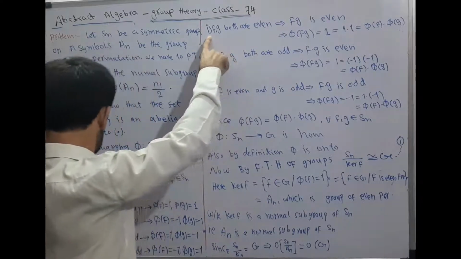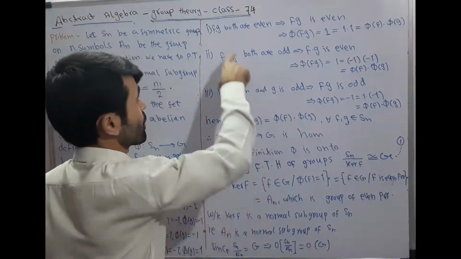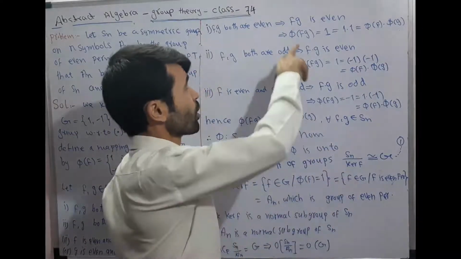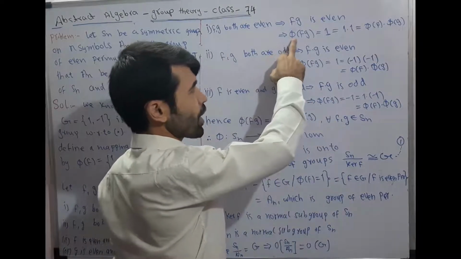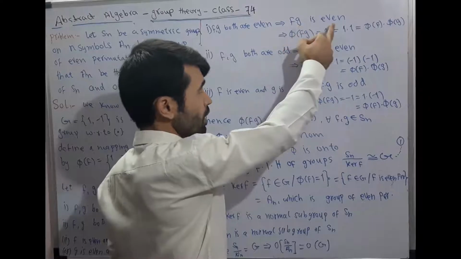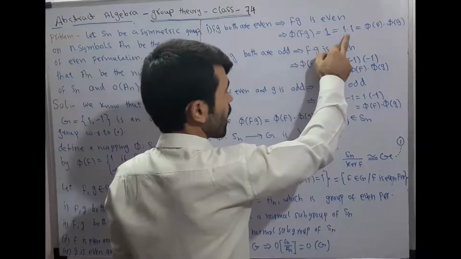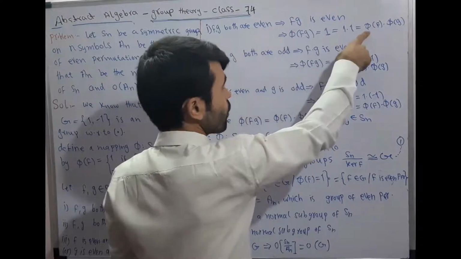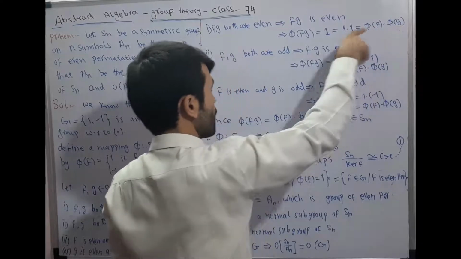Now we want to show that this satisfies the definition of homomorphism. Number one, f and g are both even permutations. This implies f into g is also an even permutation, since we know that the product of two even permutations is even. This implies phi of f into g is equal to 1, because f into g is an even permutation, according to the definition. We can write 1 into 1. Since phi of f and phi of g are both 1, instead of the first 1 we can write phi of f, and instead of the second 1 we can write phi of g.